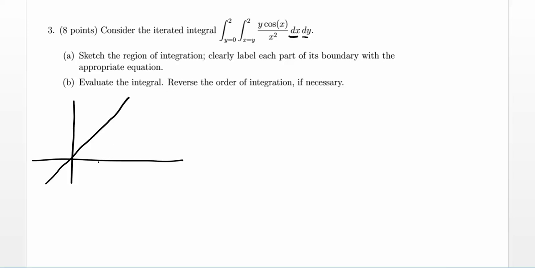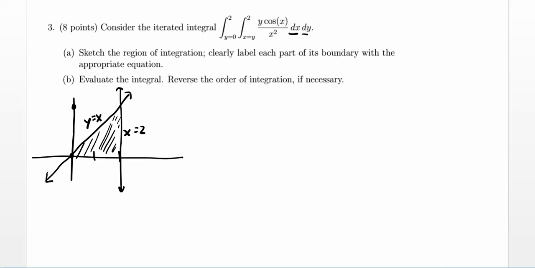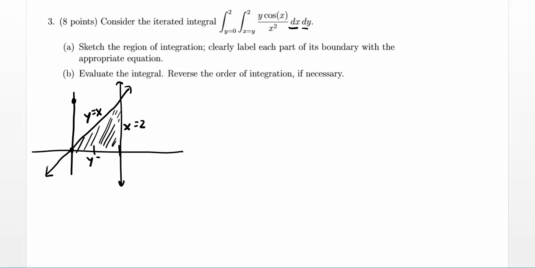And x equals 2 is a vertical line, 2. And then the y bounds are going from 0 to 2, to here, to here. This is our region right here. So we can label this. This is y equals x, and then this is x equals 2. And the bottom we can call y equals 0. That's part A.